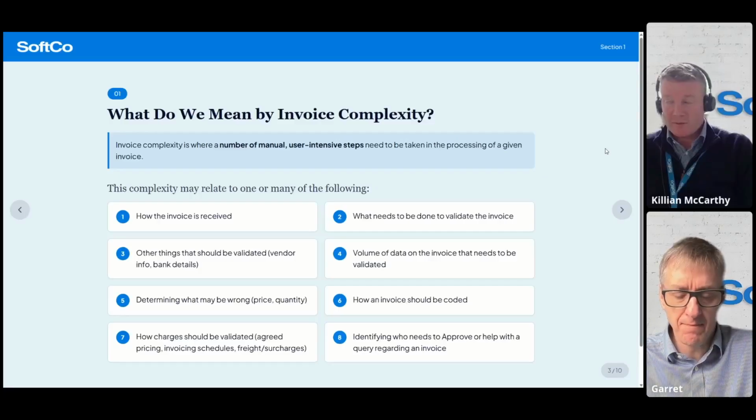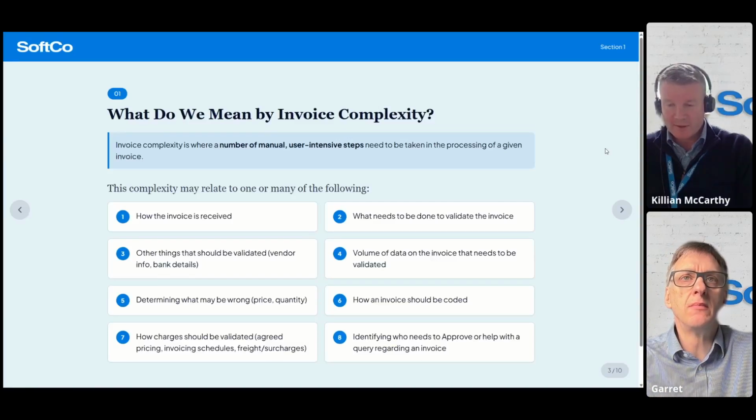So if you've got a distributed model, allocating workload and having visibility of the AP team workload can be difficult when you see how you can receive the invoice in multiple different formats. We'll talk about it later on, but there is the paper copy that can be scanned and emailed, a physical copy, or an emailed copy coming in with PDFs natively.